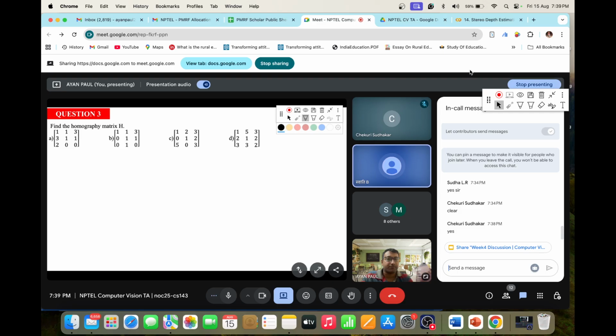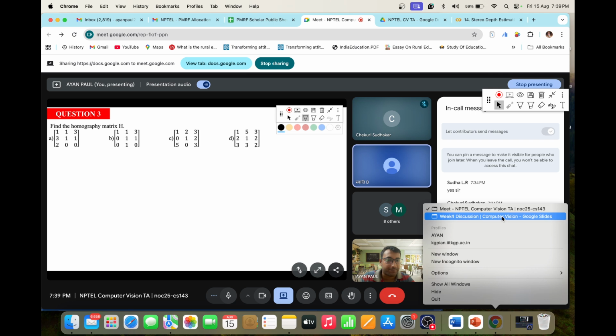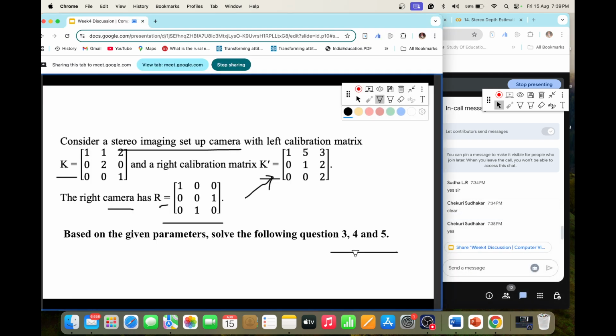So can you please go back to previous slide once? Previous slide. Yes. Okay. Yes. Okay. We have K, we have K dash, we have R. Okay. So what is H? How H is computed if you have K, K dash and R? What is the formula of this? If we have K, K dash and R? Multiplying all the three matrices. Yeah, what is the formula? Three matrix is okay, but what is the order?